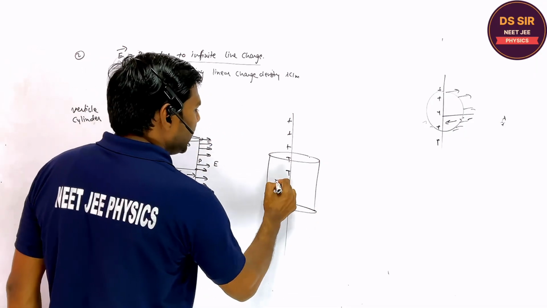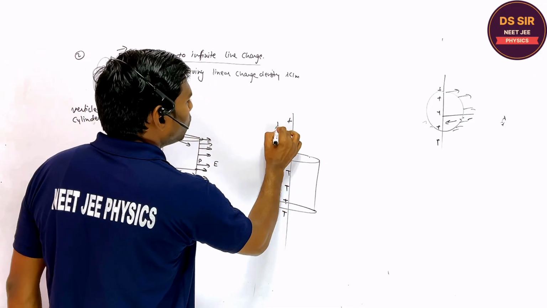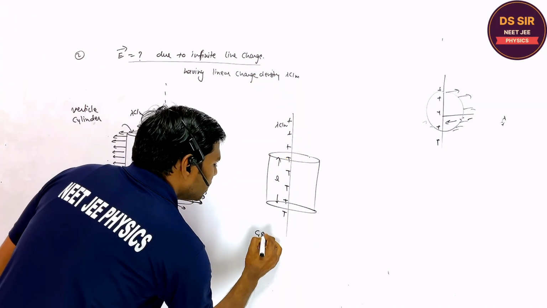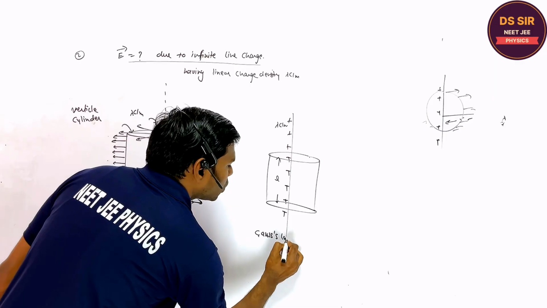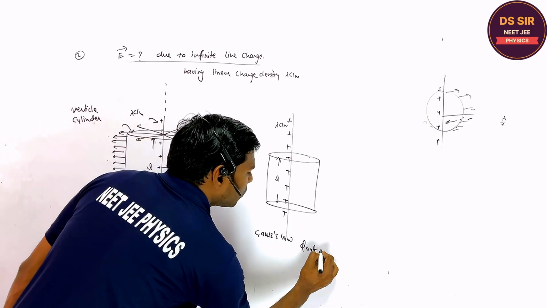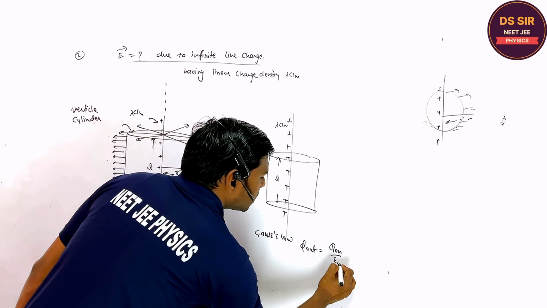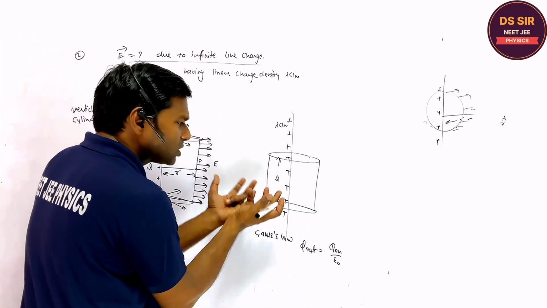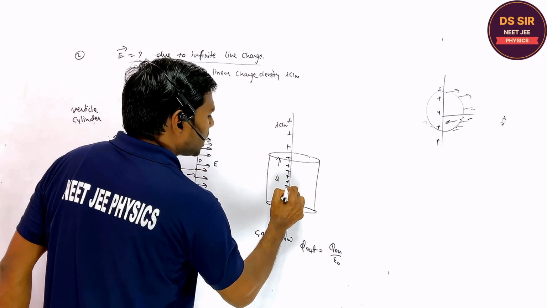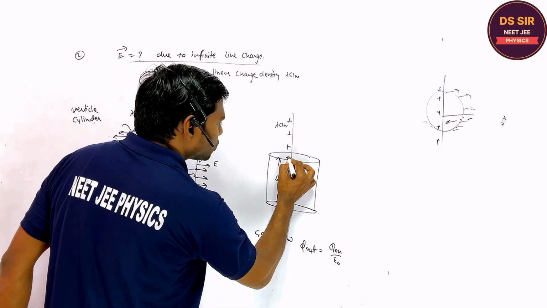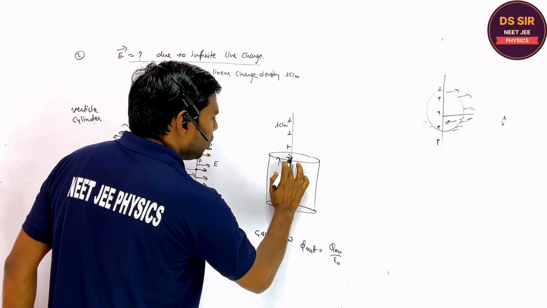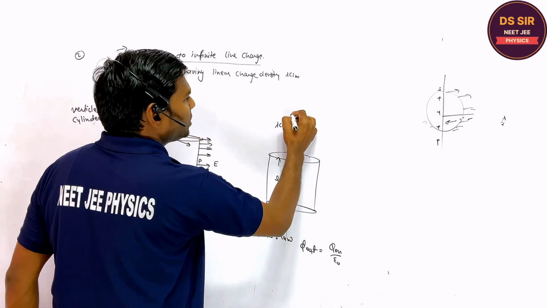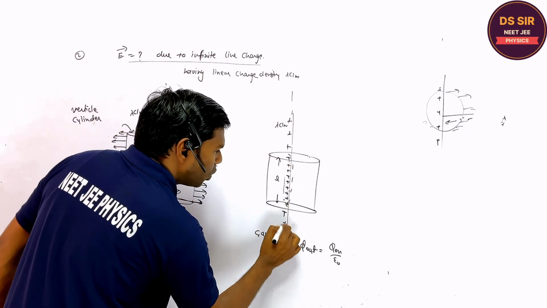If the length is L and lambda coulomb per meter is the linear charge density, we write Gauss's law: the net outward flux is equal to the charge enclosed divided by epsilon naught. Can you tell me what the charge enclosed in this closed cylinder is? All this charge is enclosed by this Gaussian surface. This charge and this charge are not enclosed.